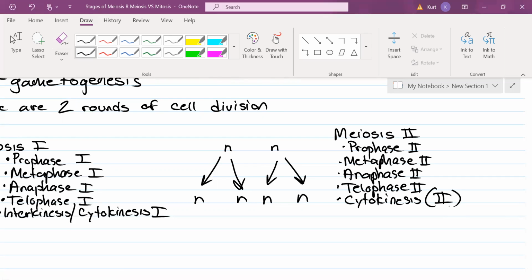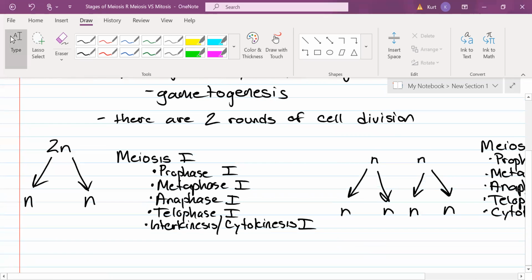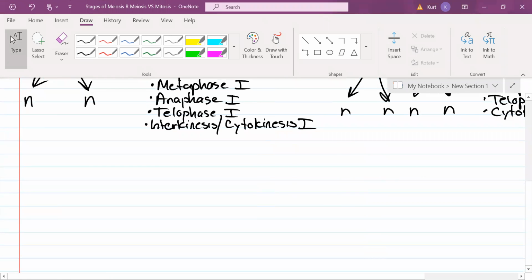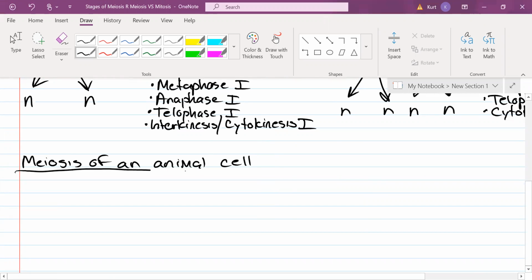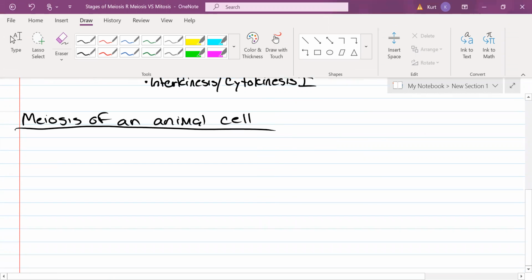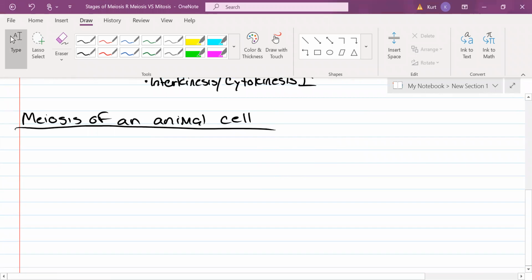All right. Now, to understand the stages of meiosis, we're going to just go through the whole thing. And what we're going to do is the meiosis of an animal cell. We're going to go through all the stages. I'm going to draw them out for you and explain what's happening in each one. So you have to go through all this. Okay, so let's begin. You're going to start with interphase.